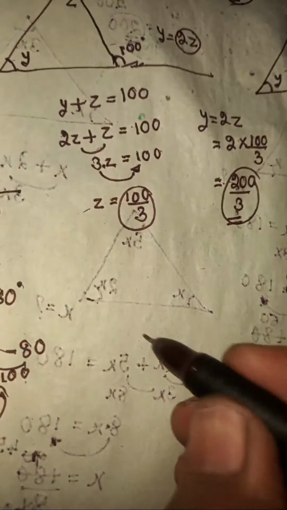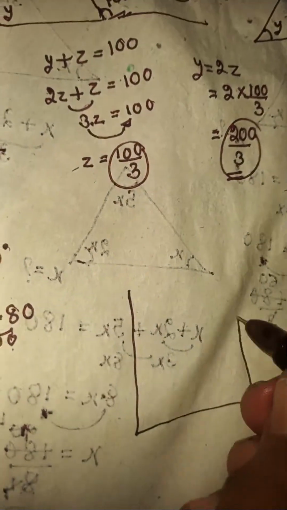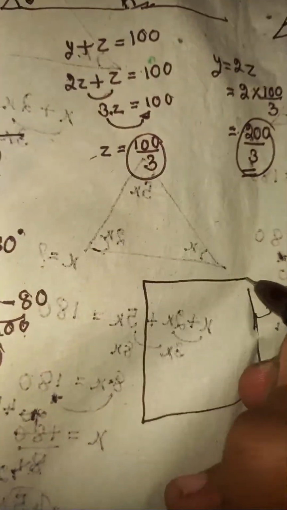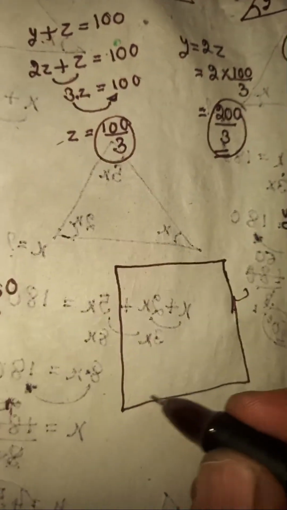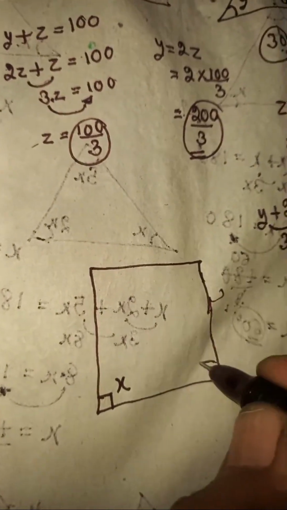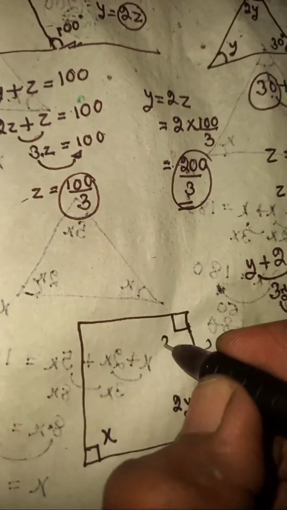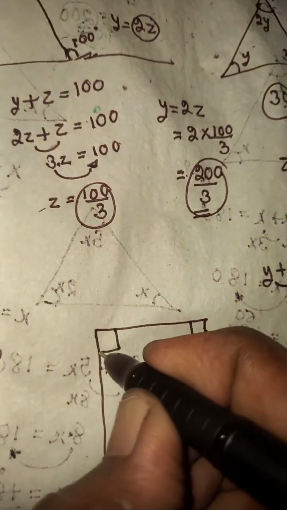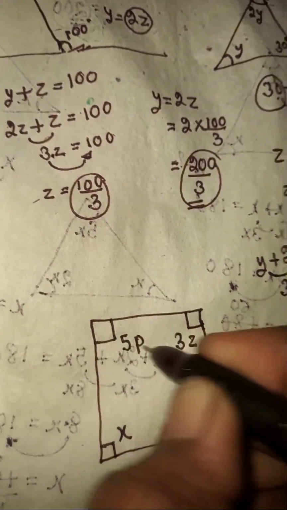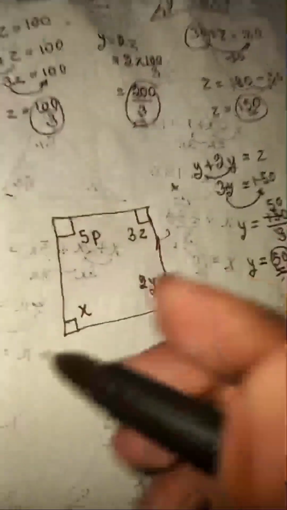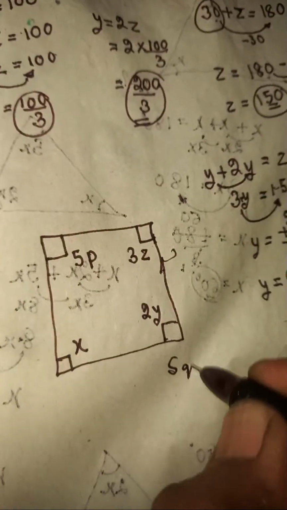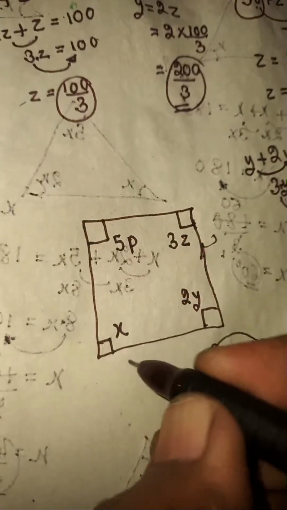Let's take a square this time. This square they have given, this angle they have given easily as this angle is equal to x, and this angle is equal to 2y, and this angle equal to 3z, and this angle equal to 5p. How to find each one of them? Here it is, since it is a square, all angles equal to 90 degrees.